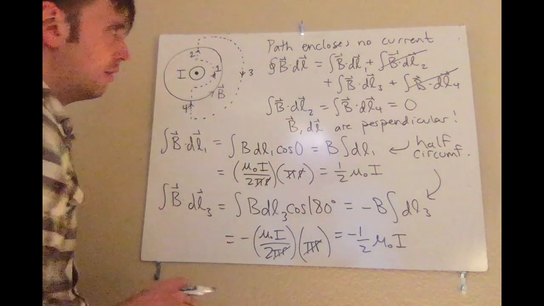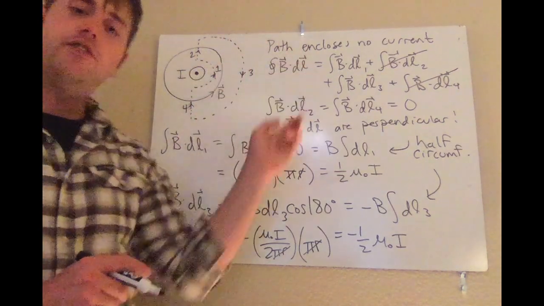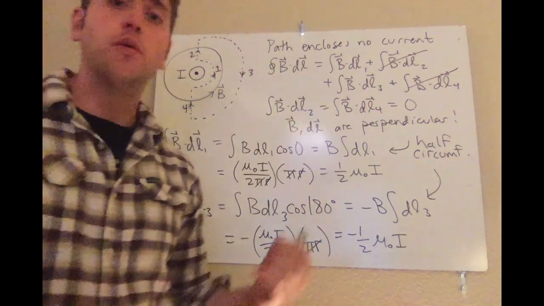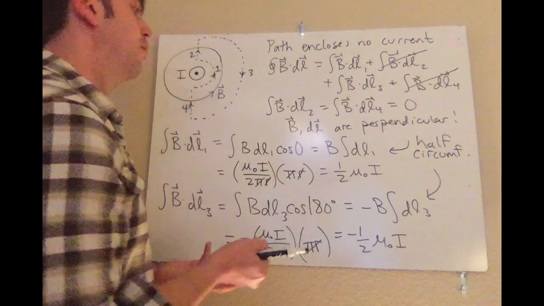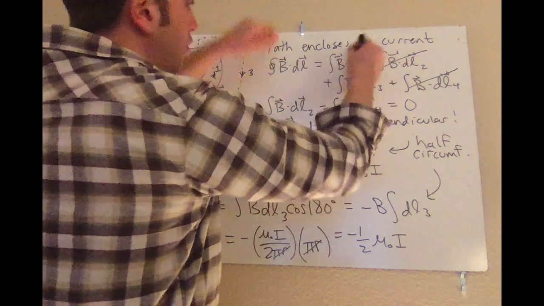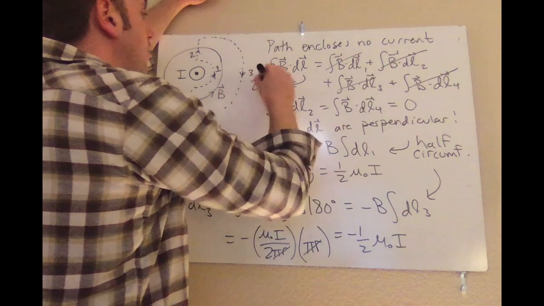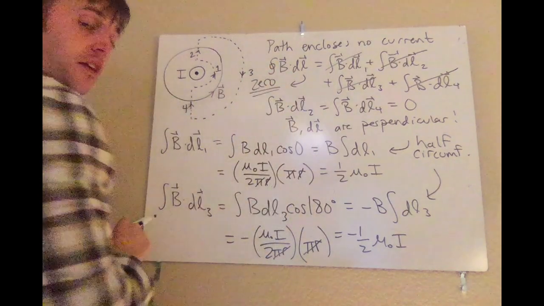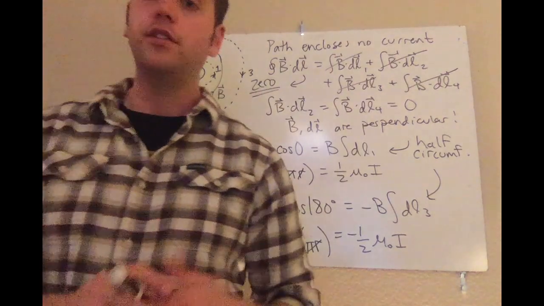What's the takeaway point of this? If I do this integral over a path where we enclose no current, what we get is 0. I just showed that these two cancel out, and we're left with 0 for this total path integral. That's the lesson: you enclose no current, you get no integral.